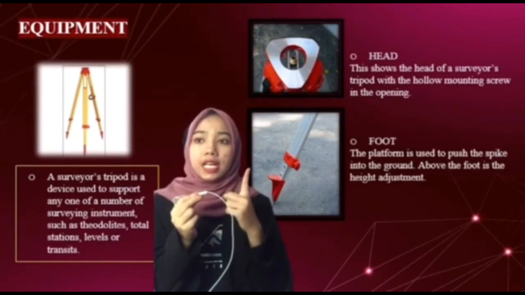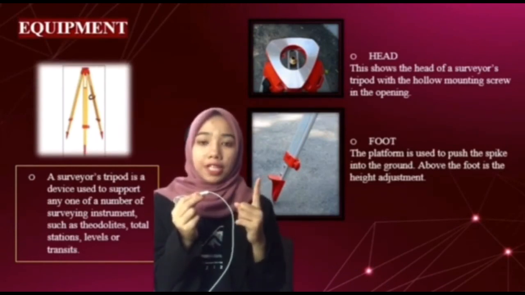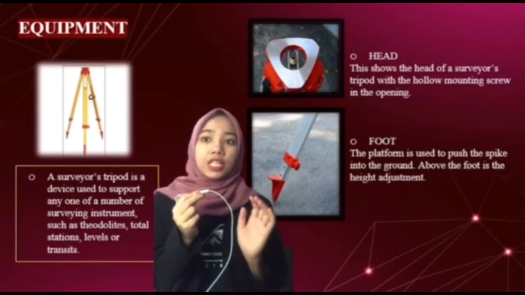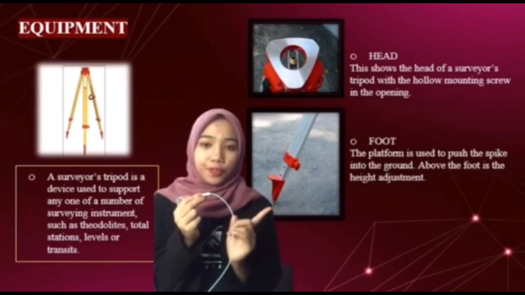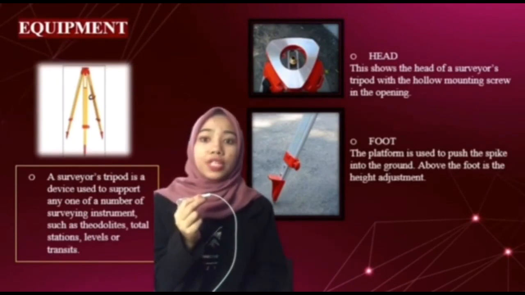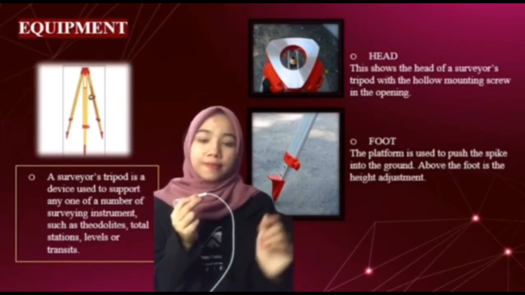So these are the parts that the tripod has. First is the head. This shows the head of a surveyor's tripod with the hollow mounting screw in the opening. And second is the foot. The platform is used to push the spike into the ground. Above the foot is the head adjustment.